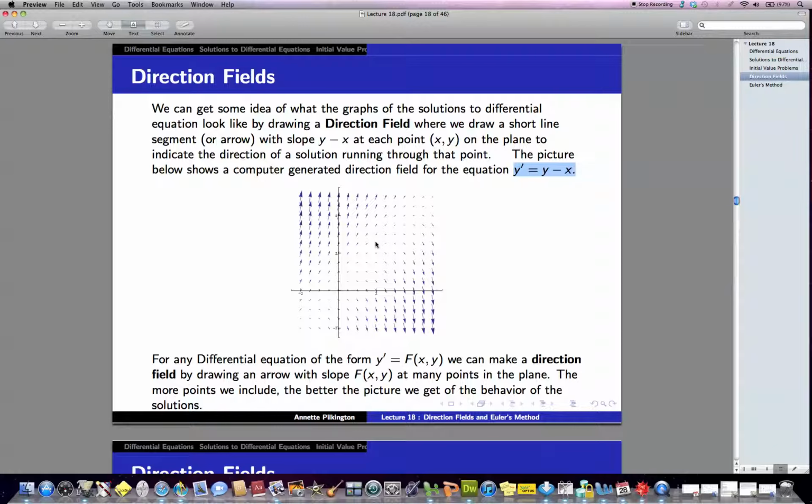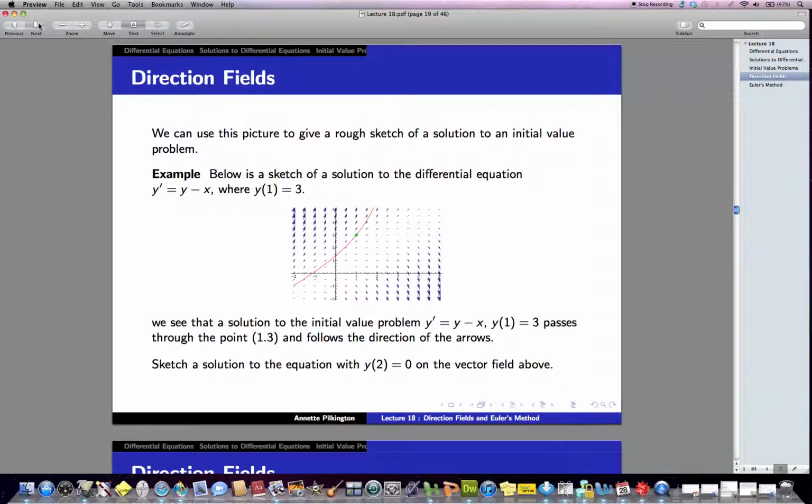And this thing is called a direction field, and it basically shows you where the solutions are headed at many points in the plane. The more points you have, the better the picture you have of what these solutions are doing. And you can use this to sketch a solution. So you can draw your direction field. And here we have the direction field for the equation y prime equals y minus x.